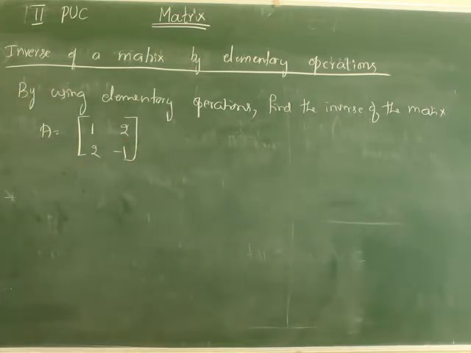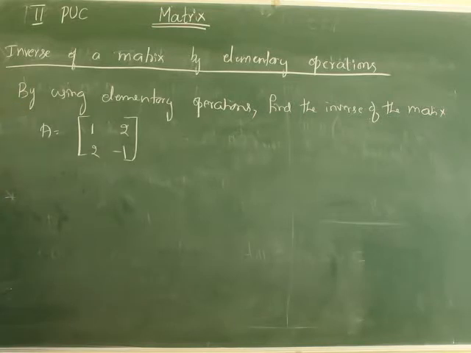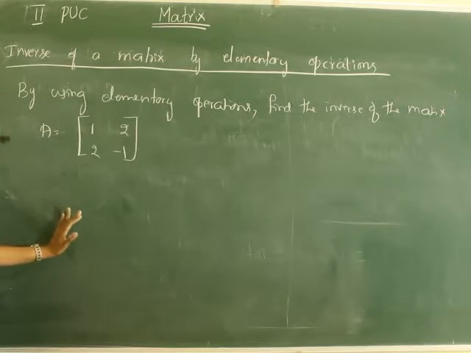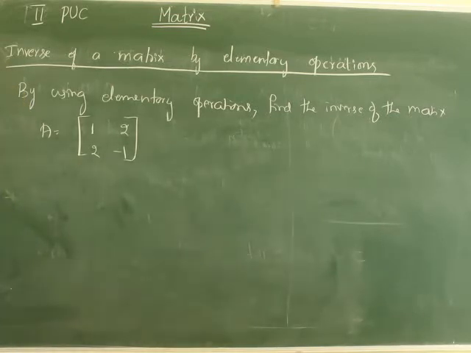Using elementary operations, find the inverse of the given matrix. They won't mention whether you have to use row operation or column operation. Any operation you can use, either row or column. You should remember, if it is a row operation, we have to write A is equal to IA, and if it is a column operation, we have to write A is equal to A into I.